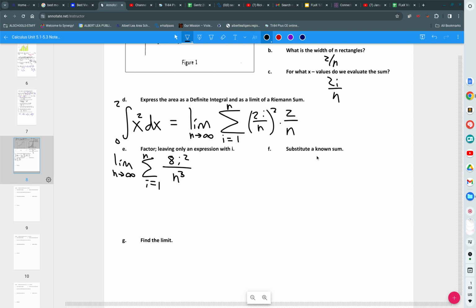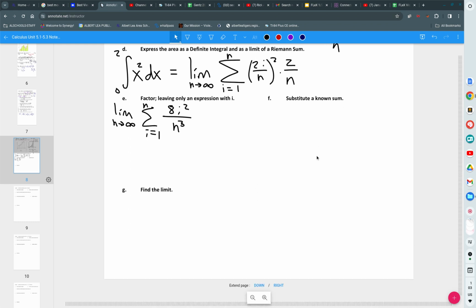Now, what we want to do is notice how this expression is letting n go to infinity. But we have more than one variable here, don't we? We have limit as n goes to infinity, and we also have i, don't we? We want to factor everything out so that only an expression with i remains. And so what that's going to look like is this. The limit as n goes to infinity of, and in front we will put 8 over n cubed times the sum from i equals 1 to n of i squared.